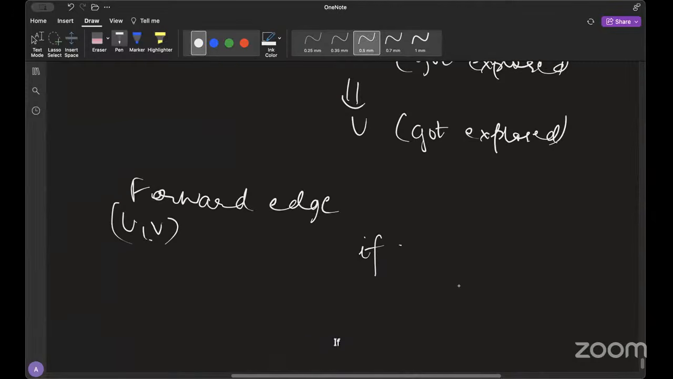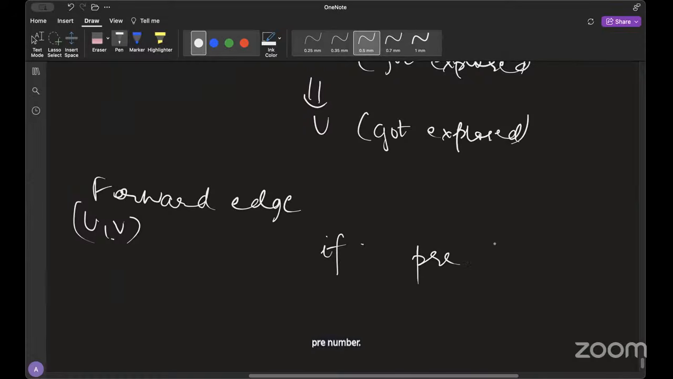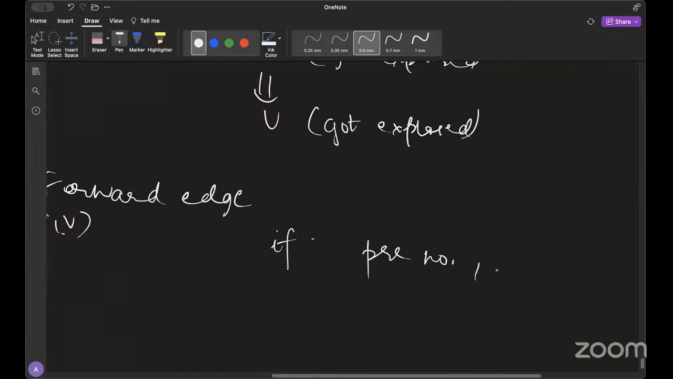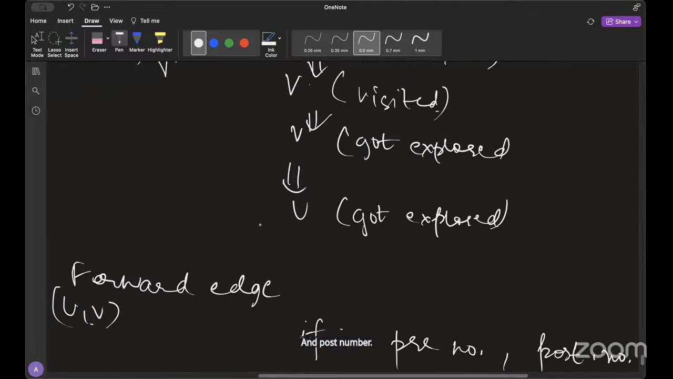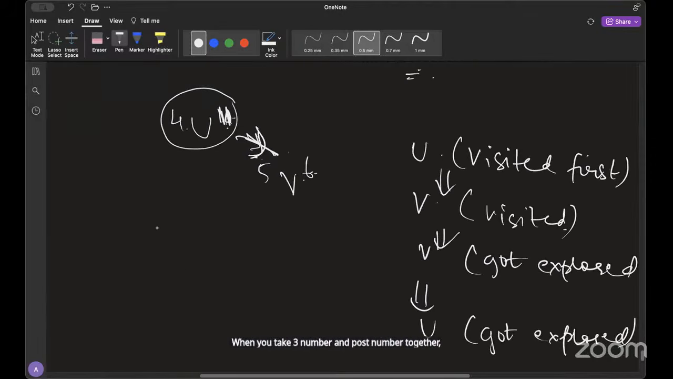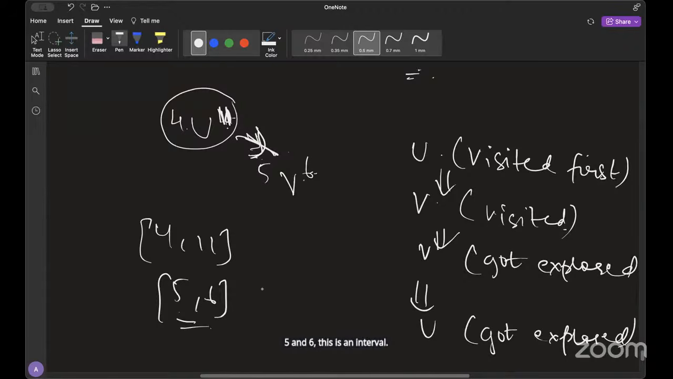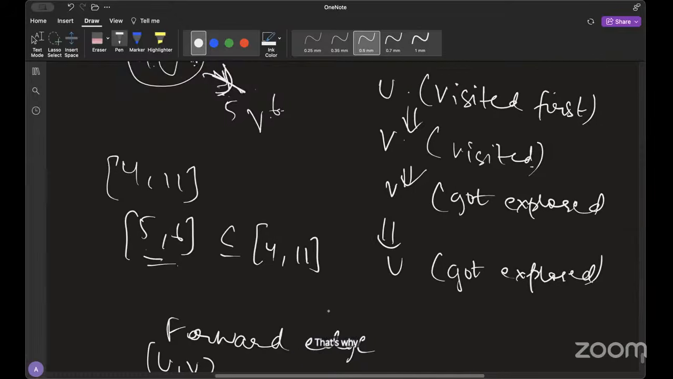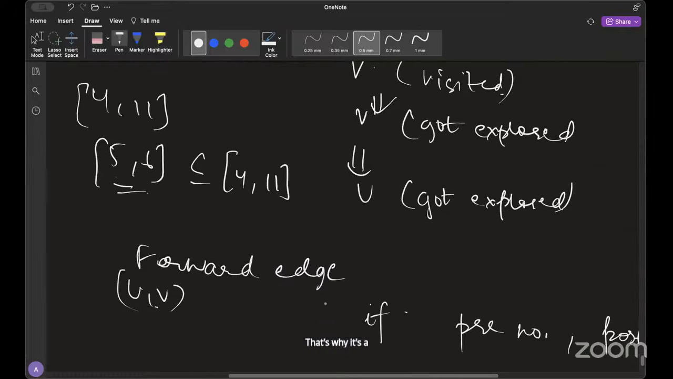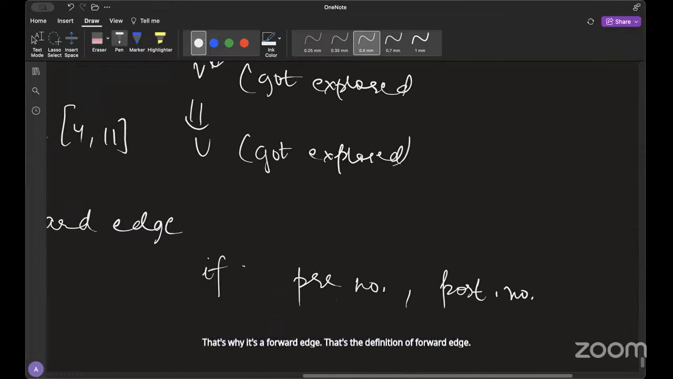if pre-number and post number. When you take pre-number and post number together, they form an interval, right? Like 4 and 11, this is an interval. 5 and 6, this is an interval. Because this 5-6 interval is contained in 4-11 interval, that's why it's a forward edge. That's the definition of forward edge.